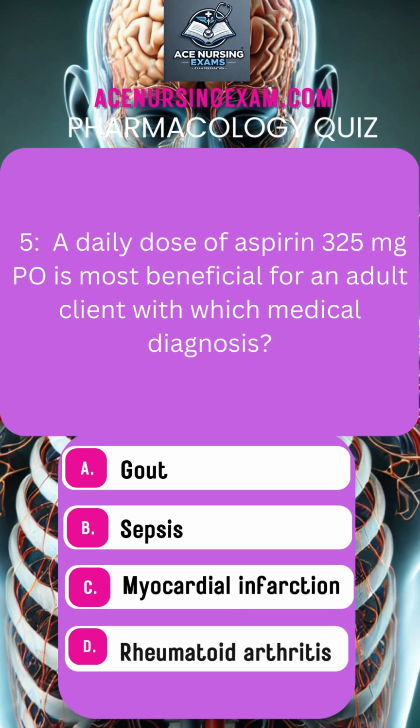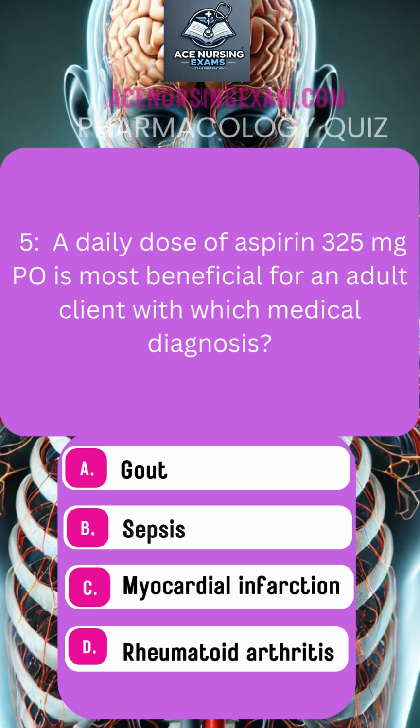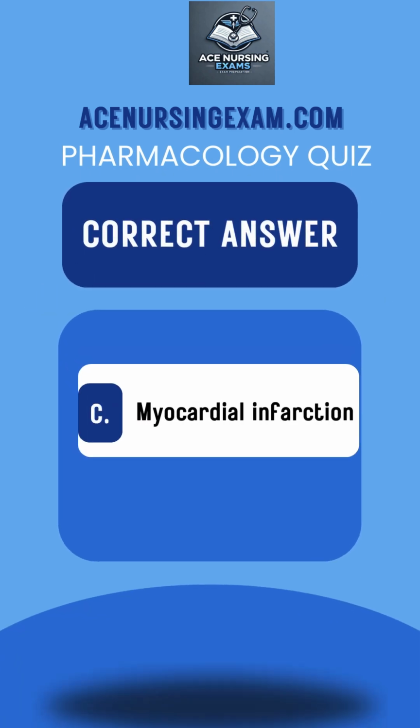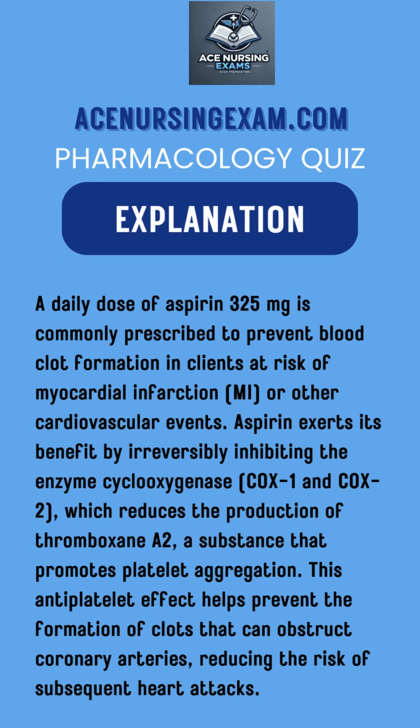5. A daily dose of aspirin 325 milligrams per oral is most beneficial for an adult client with which medical diagnosis? A. Gout. B. Sepsis. C. Myocardial infarction. D. Rheumatoid arthritis. Correct answer: myocardial infarction.